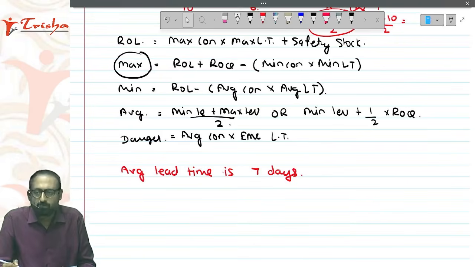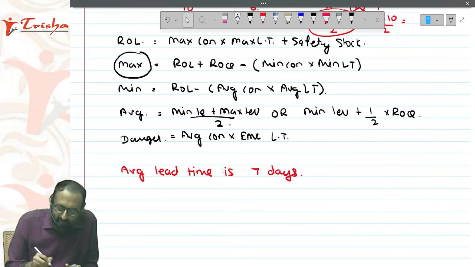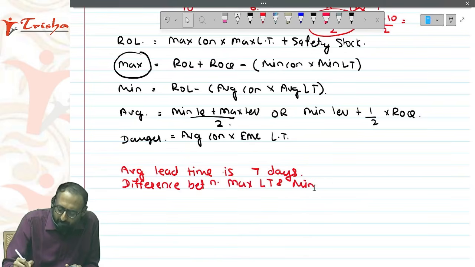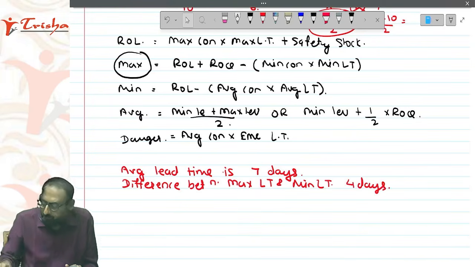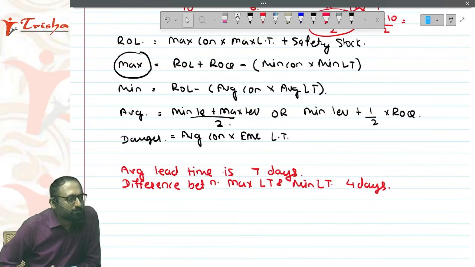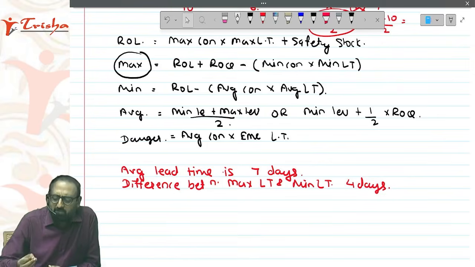What I have written, guys? Average lead time is 7 days, and the difference between maximum lead time and minimum lead time is 4 days. Difference between maximum lead time and minimum lead time is 4 days. A recent examination asked this question, Sirji.